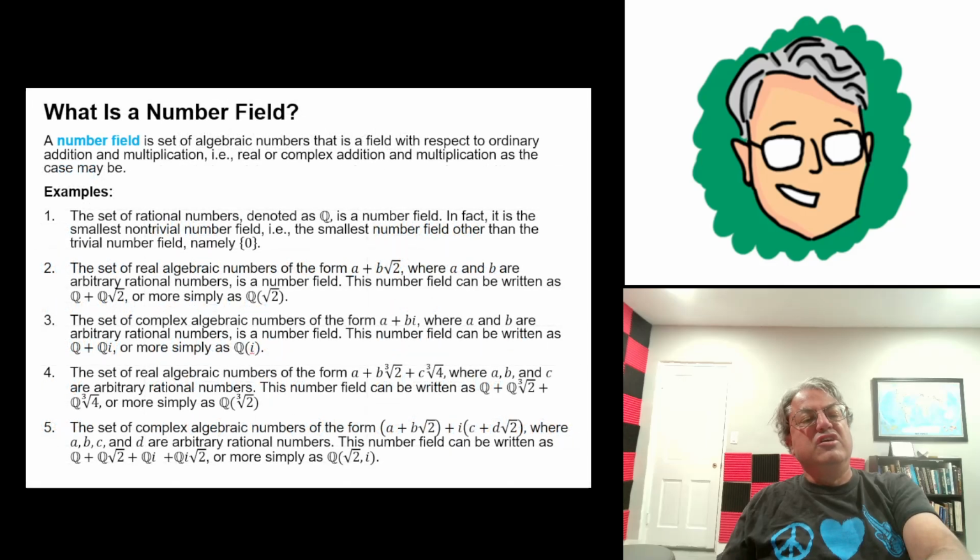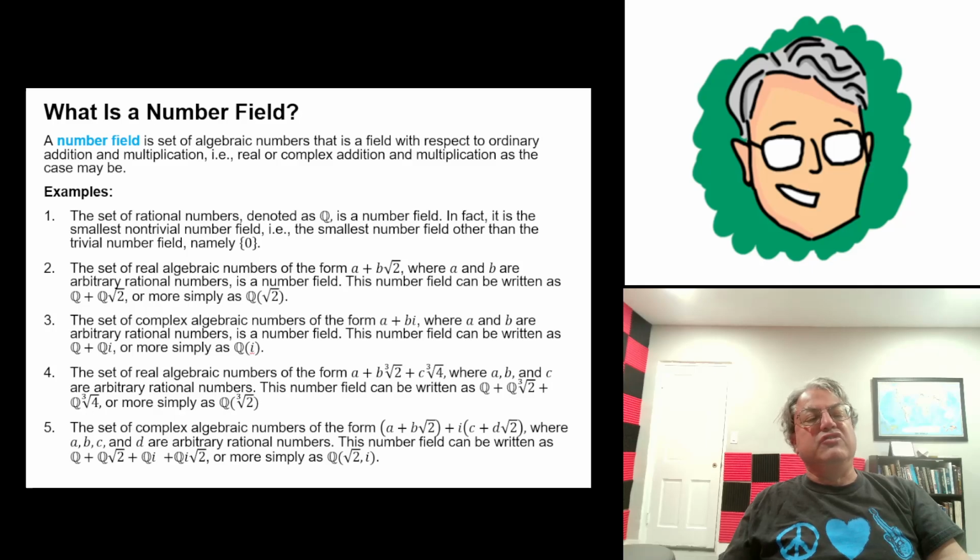Pretty simple. And then a number field is just a special type of field. It's a field of algebraic numbers. So the elements of a number field are algebraic numbers. I defined algebraic numbers in the previous video I made, the introductory video. And the addition and multiplication is ordinary addition and multiplication of real or complex numbers, as the case may be.